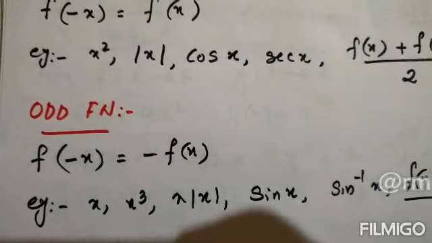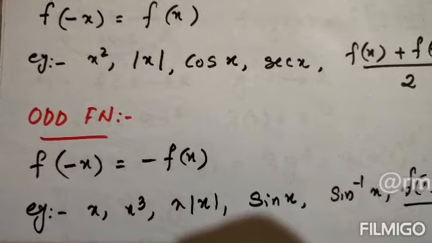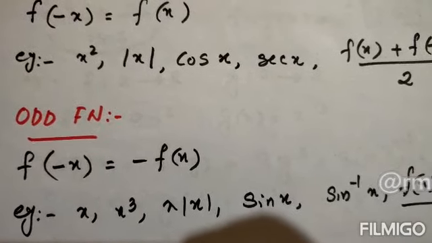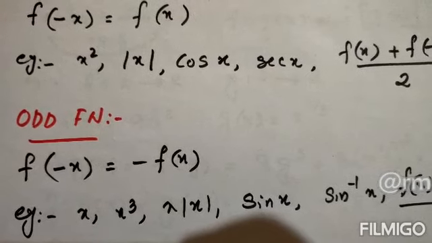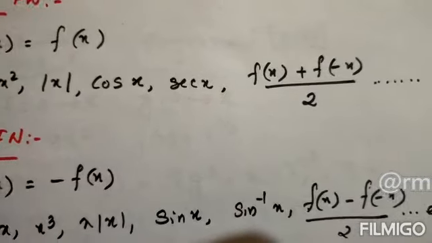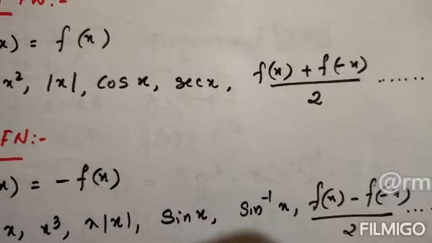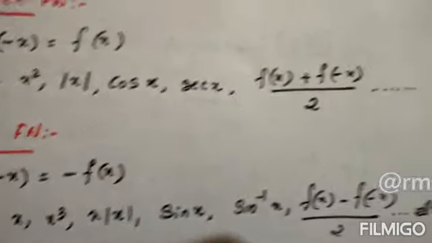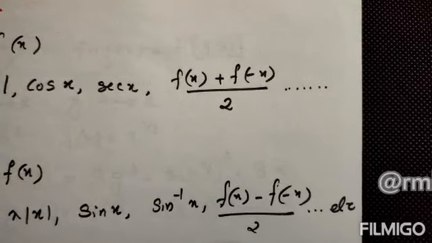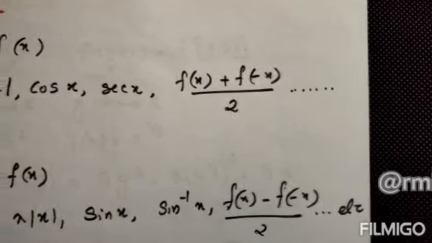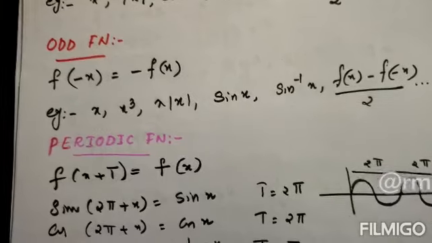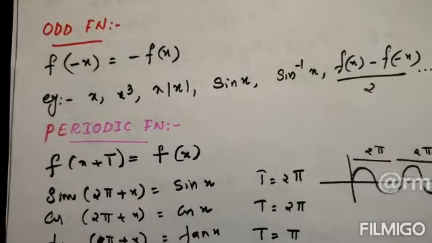Odd function: f of minus x is equal to minus of f of x. Like x, x cube, x modulus x, sine inverse x, etc. are odd functions. Note that f of x minus f of minus x by 2 is an odd function. Next one is periodic function.